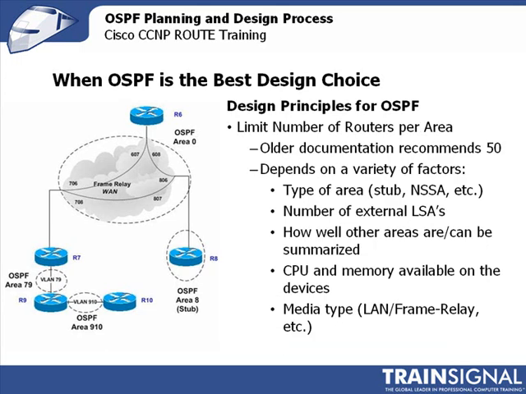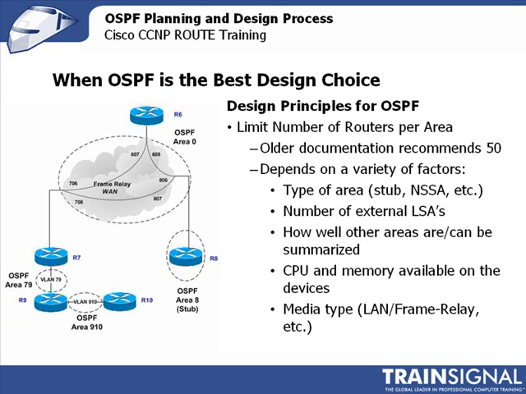Another thing in OSPF is it's recommended that the number of routers per area is limited. Older documentation, for instance, Sam Halabi, recommended 50, and this is considered to be sort of an antiquated look because it actually depends on a variety of factors. For instance, it depends on the type of the area. Is it a stub area? Is it a not so stubby area? Is it the backbone area? What are the number of external LSAs? And we'll define that term here in a little bit.